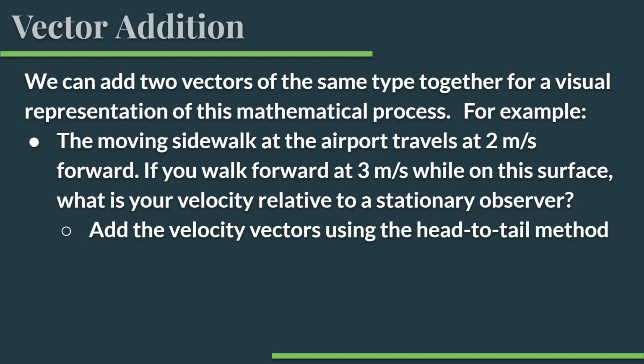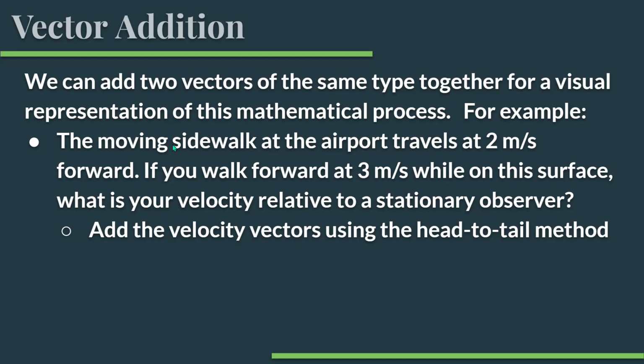Okay, so vector addition. We can add two vectors of the same type together for a visual representation of the mathematical process. So if you have two velocities, and I'll give you an example in a second. In fact, here's one right here. If you're on that moving sidewalk at the airport, you know what I'm talking about? It's like an escalator, but it's flat, and it moves, and you can just stand on it, and it'll get you there. Or you can walk on it and go even faster. Okay, well, that's what this is talking about.